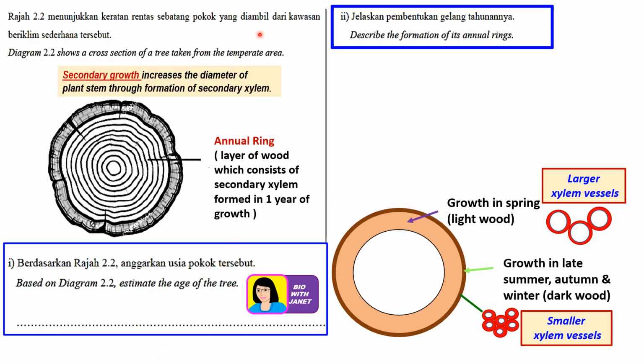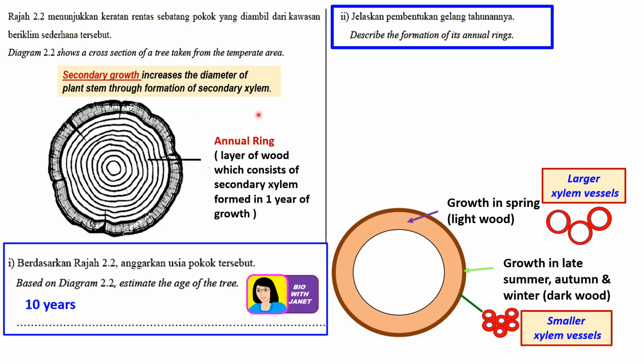So here's a question on the annual rings. Diagram 2.2 shows a cross-section of a tree taken from a temperate area, right? So based on this diagram 2.2, estimate the age of the tree. So pause the video for a moment and try to estimate the age of the tree based on the annual rings. All right, what's the answer? Yes, it's 10 years. Let's see how we count. The first part, the center part with the black ring here, this is the first year, okay? Then year 2, 3, 4, 5, 6, 7, 8, 9, 10.